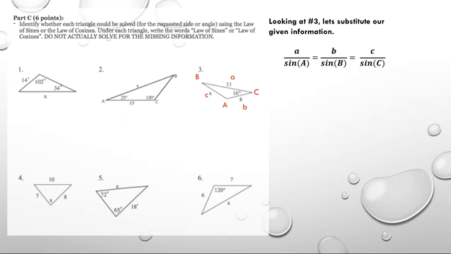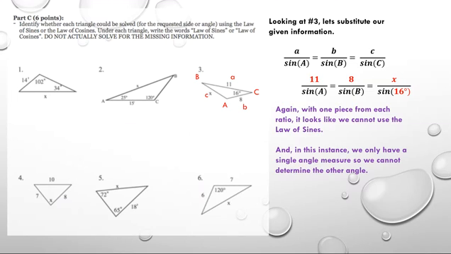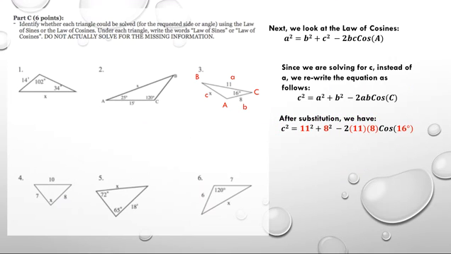Number 3. Again, we start with looking at the law of sines and we substitute our values. Here we see that we've got 2 sides and 1 angle, 1 piece from each ratio. This does not give us enough information to use the law of sines. And in this instance, we only have a single angle, so we can't determine any of the others at this point. So we look at the law of cosines.